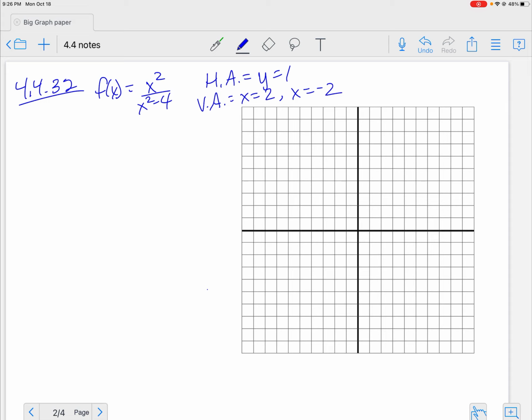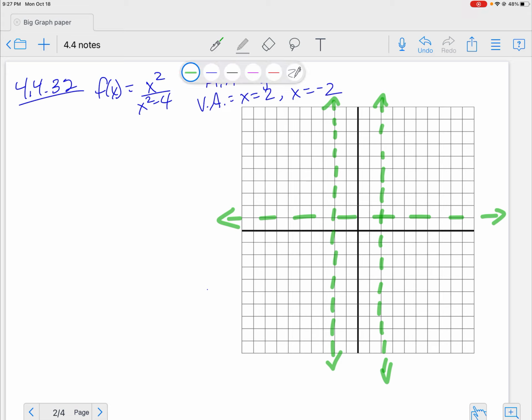As soon as you know some values here, go ahead and put those on your graph. So I know y equals 1. There's my horizontal asymptote. I'm at negative 2 and positive 2. All right? Okay. Now, let's do some first and second derivative testing here. Here's our first derivative. Let's go black on it.